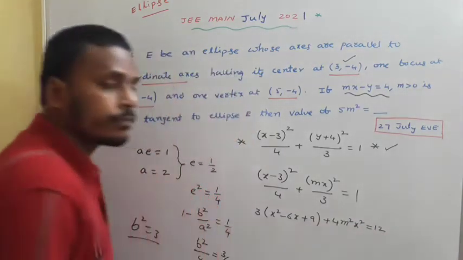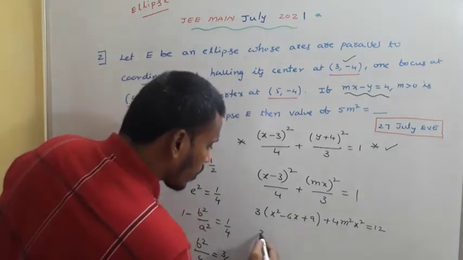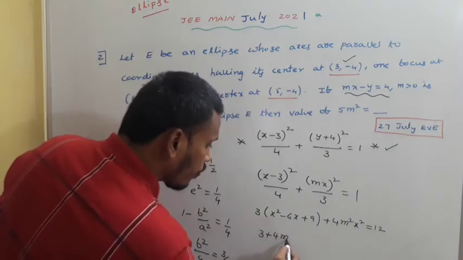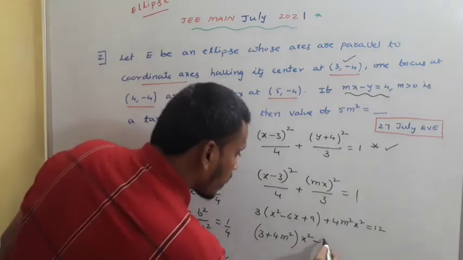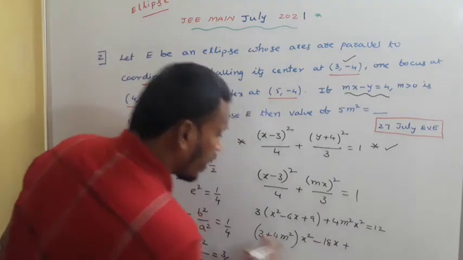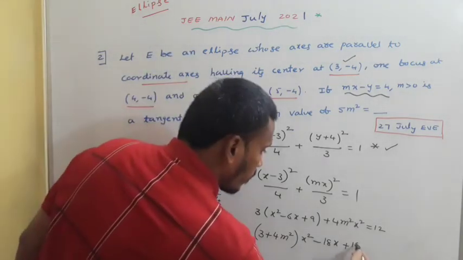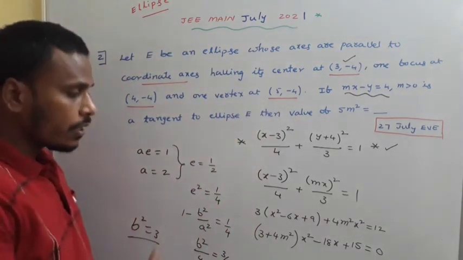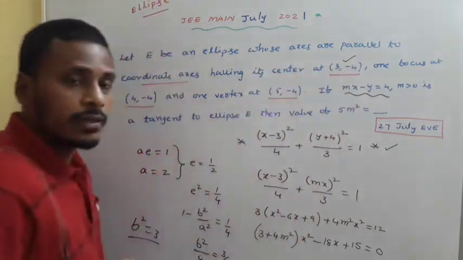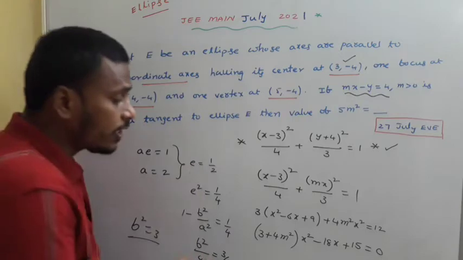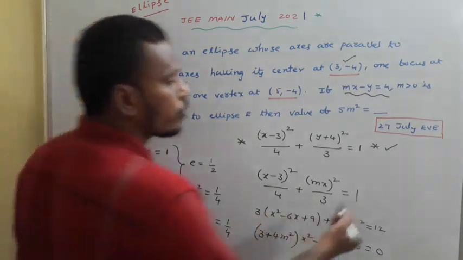To 12. So what is the related quadratic? 3x^2 + 4m^2 x^2. So (3 + 4m^2) x^2 - 18x + 27 - 12 = 0, that is, +15 = 0. This is the quadratic formed by intersecting the line with the ellipse. Since it is a tangent, this quadratic must have equal roots. So find its discriminant and equate it to 0.